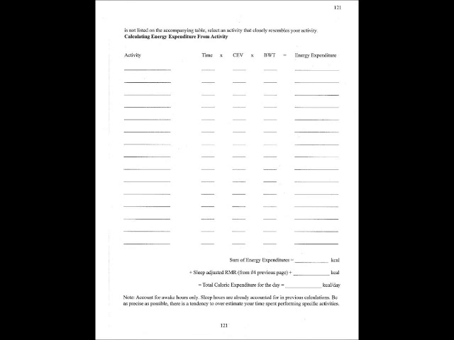So how do you get that? All you're going to do is list your activity along the left-hand column, the time that you did that activity, times your CEV, times your body weight in kilograms. That's going to give you energy expenditure. CEV stands for caloric equivalent.